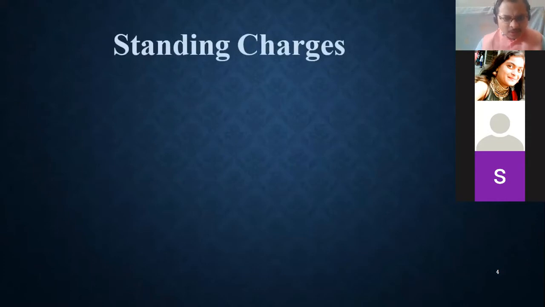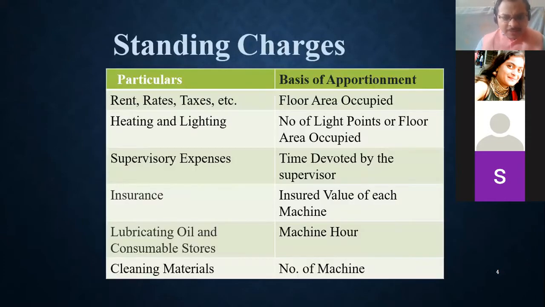Now, next we are going to study the standing charge, and we'll take some examples of standing charge. What expenses come under standing charge? This is a small list I have prepared, and the basis on which we can distribute these expenses has also been given to you. See, rent and lighting are standing charges which can be distributed on the basis of floor area occupied.